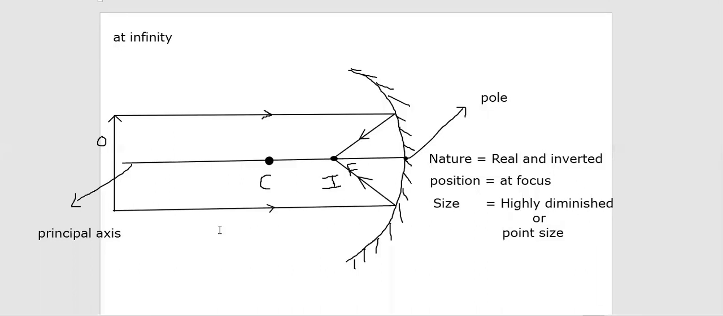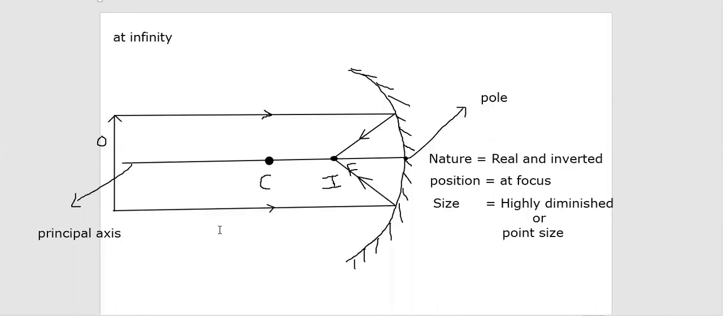So in the choose the correct answer question, he will be asking you something like: if an object is at infinity, what will be the position of the image for a concave mirror? Like that, he will be asking you. Four options will be there, and you need to choose any one option. What will you be choosing? You will be choosing at focus. Compulsory, you need to choose that option.